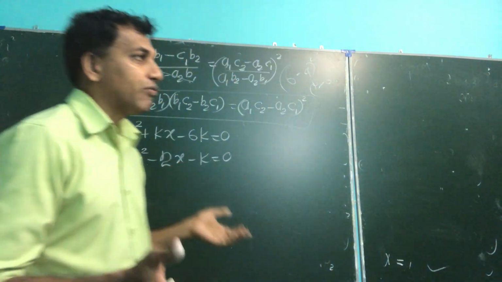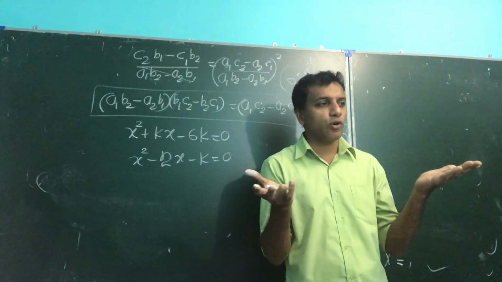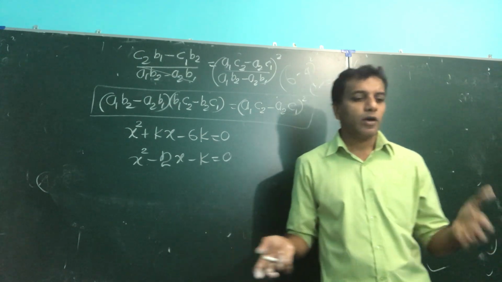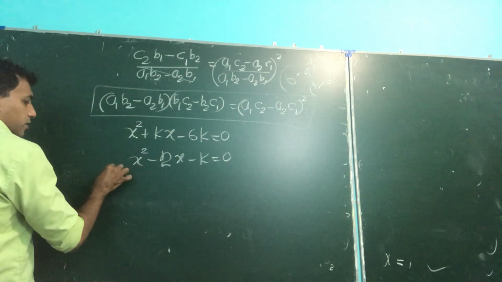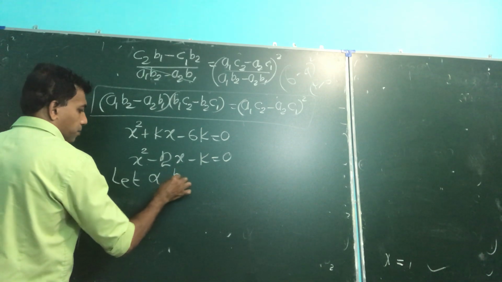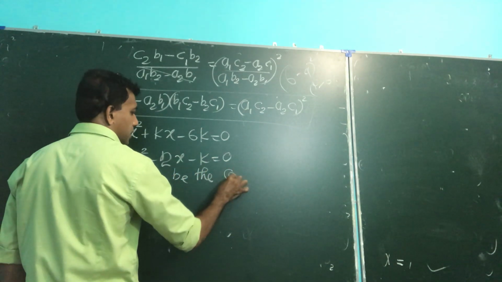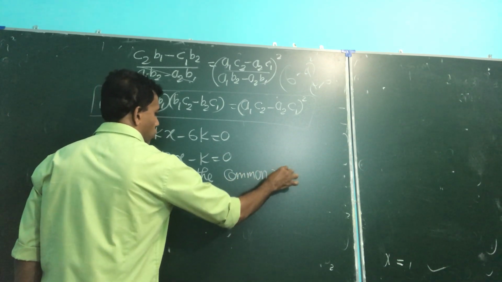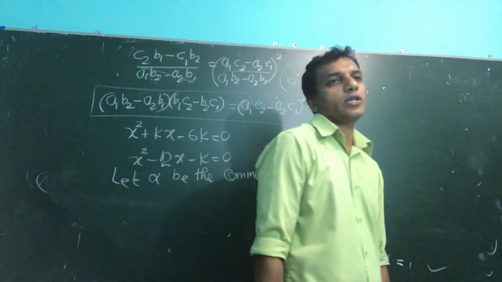Then if you find the alpha and the alpha square also, there's a proper way to equate the both. And there's an equation in terms of k. You can solve for k, right? So we say you can write the same. Let alpha be the common root. Okay? You say alpha is the common root.